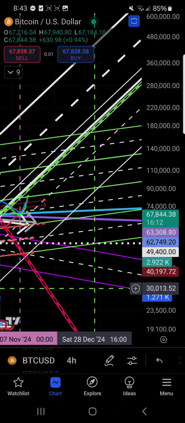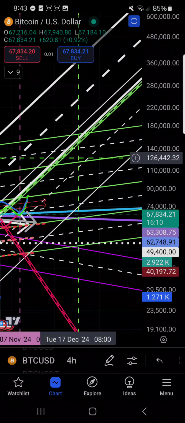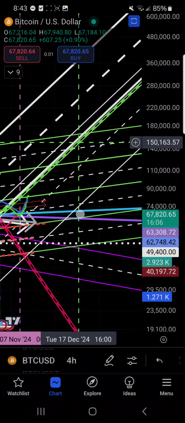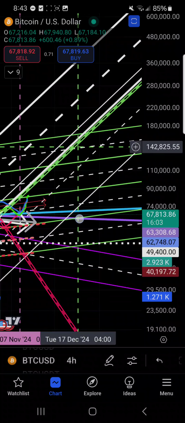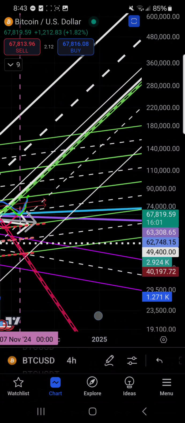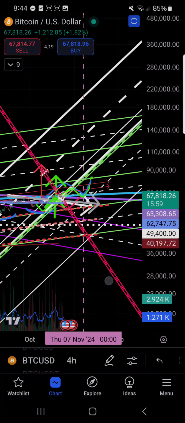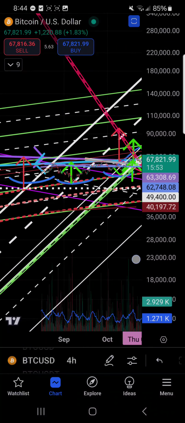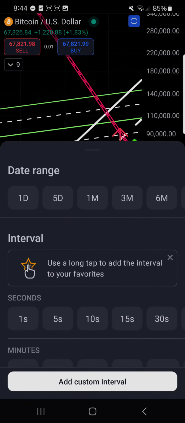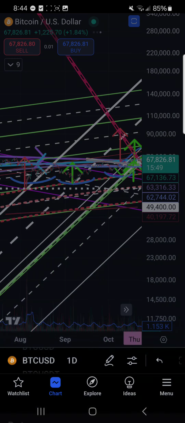And where do those get us to? They get us up pretty far. Could see well into the six figures by the end of the year here, if we continue upwards in that fashion. Let's switch out to a daily.